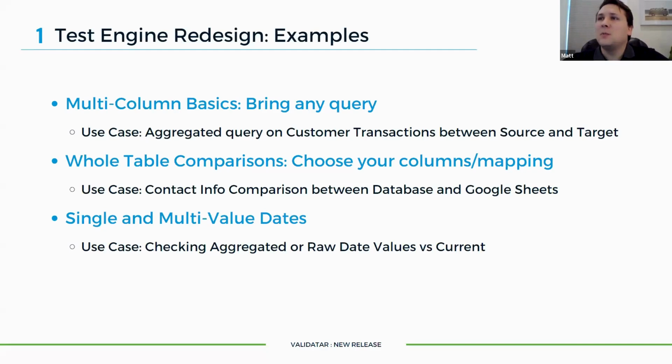Second one is a little bit more complicated. This is, hey, I want to do a whole table comparison, and I want to define my mappings between a database and maybe a Google Sheet that I'm connecting to. And then the third and fourth ones are around, again, just showing the examples of the types of date time comparisons we can do, and running through that.